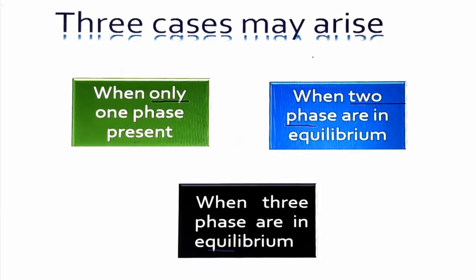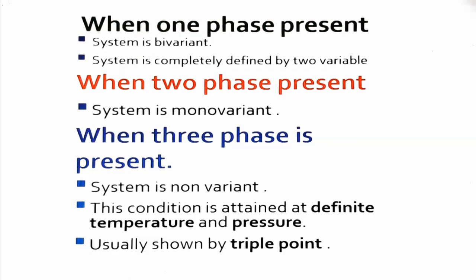So in short, we can see when one phase is present, system is bivariant, and when 2 phases are present, system is monovariant, and when 3 phases are present, system is non-variant. That we have to understand.